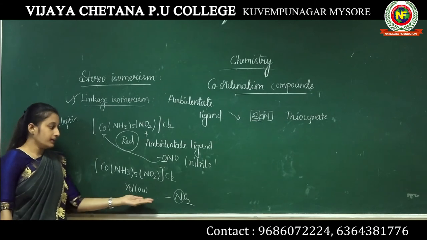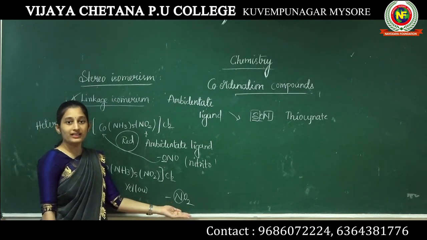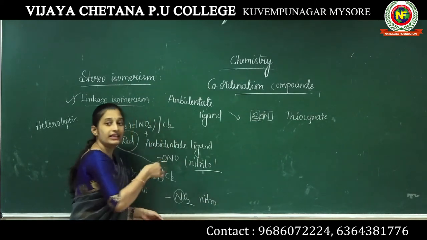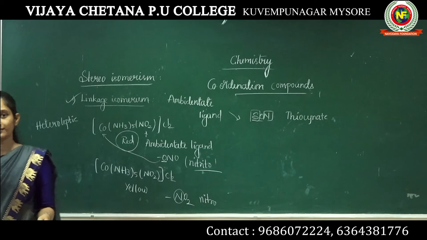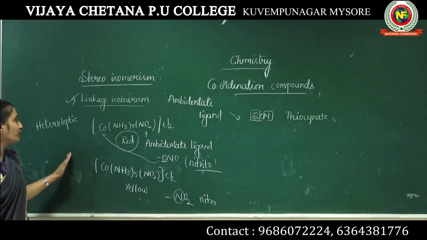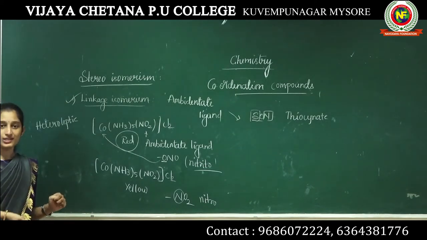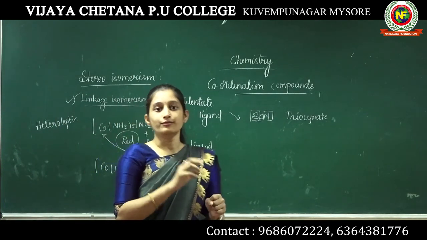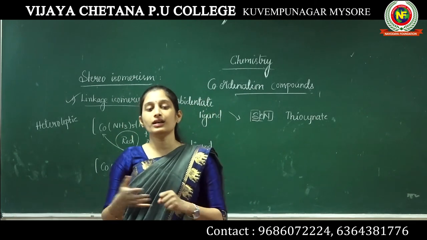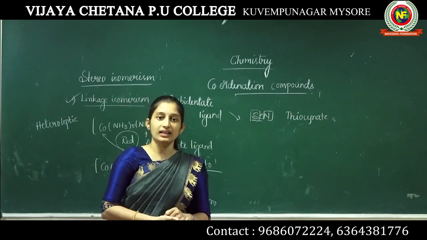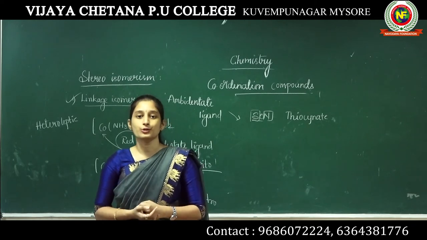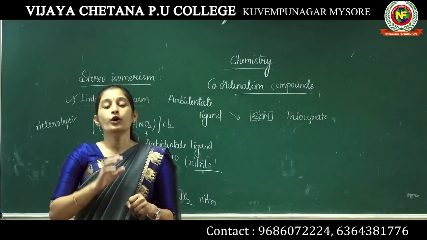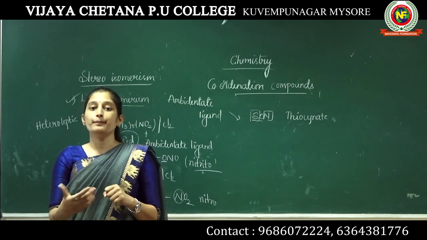If it is yellow color, it's nothing but nitro. Then the ligand name becomes nitro. If it is red color, then the ligand name becomes nitrito. Very simple and too interesting one. Linkage isomerism means which atom is going to link with the central metal atom. Based on that, we are going to observe the isomer. Especially this isomerism we can observe only with the presence of an ambidentate ligand.